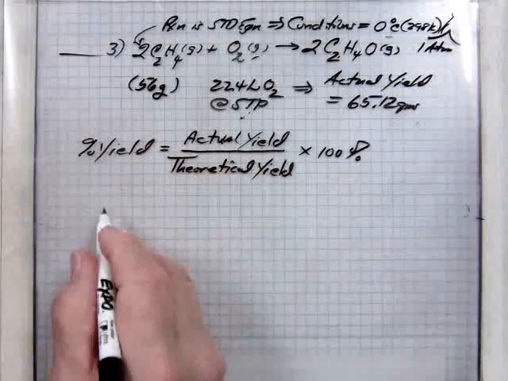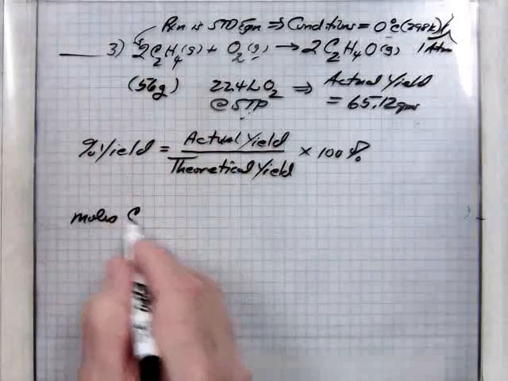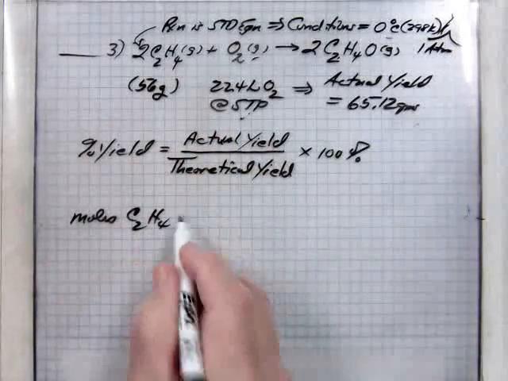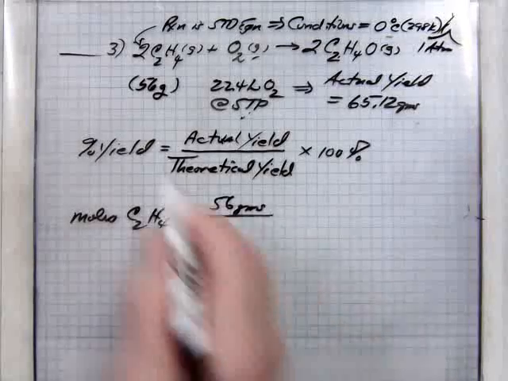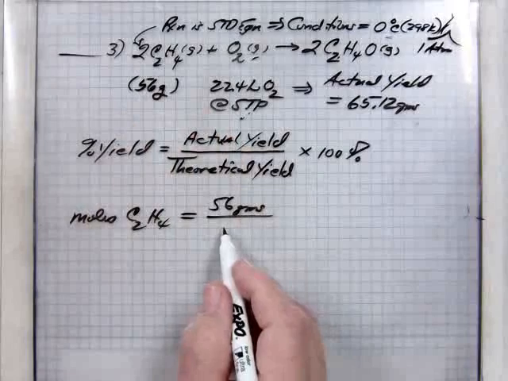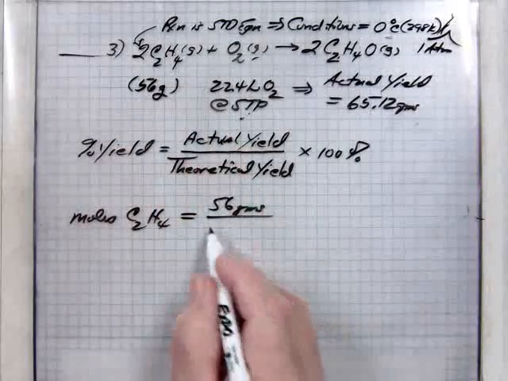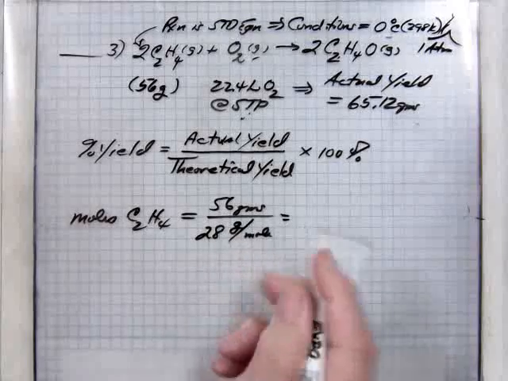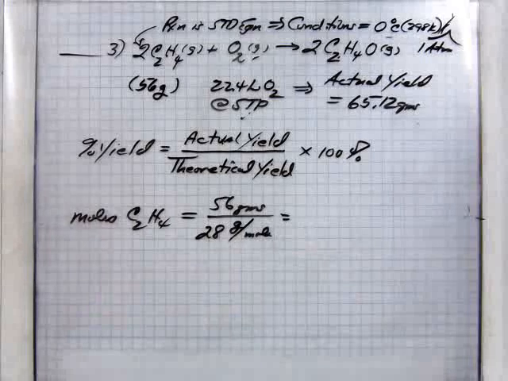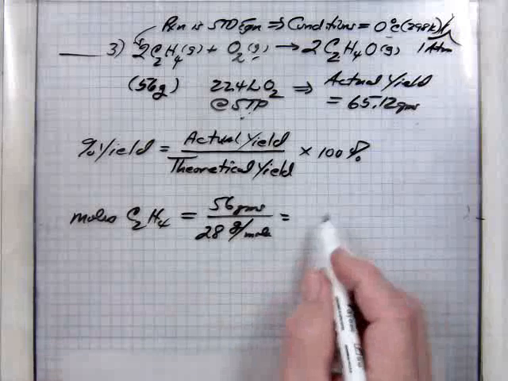Now, we need the moles of the C2H4, which is 56 grams of that compound, divided by its formula weight. So that's 12, 12, 24, 4 hydrogens, 28. All right, that's 2 moles.